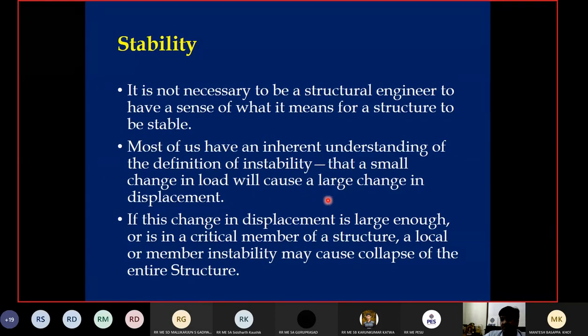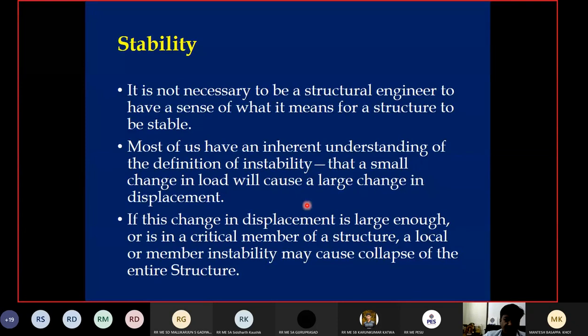Similarly, when it comes to a system, you have a small load, and even though the load is very marginal, after a certain point this could cause a large change in the displacement that could be catastrophic. And that talks about the instability. That's what instability is about.